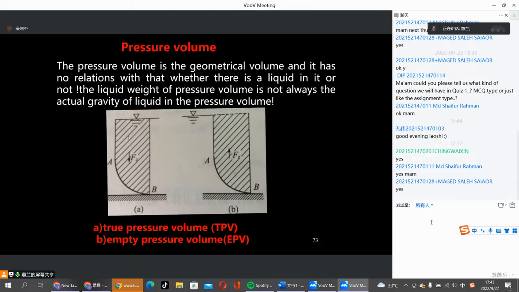Why is it equal to the weight of the pressure volume? You just do what you just said. We isolate a fluid block, and then we can draw the FBD and use the equilibrium equation. We find out the vertical force is equal to the weight of the pressure volume. But you don't need to do the analysis. You just use the conclusion directly. So you only need to find out the pressure volume. That's why I want you to find out the pressure volume.